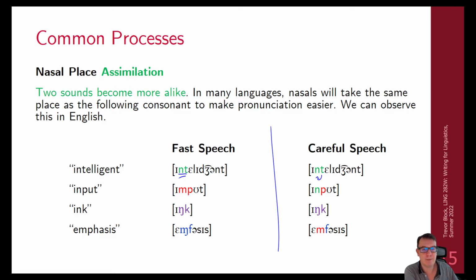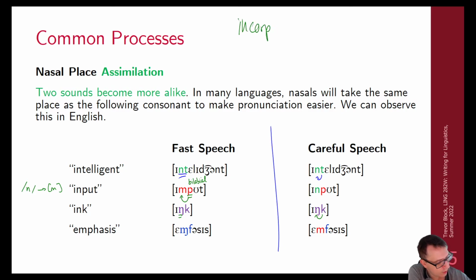In a word like input, if we say it slowly, input, we get that N. But if we start talking fast and say input pretty quickly, that N becomes an M. Why? Because the P is bilabial. So what happens is it wants that previous nasal to be bilabial as well. So that N, in this case, is changing to an M before P.